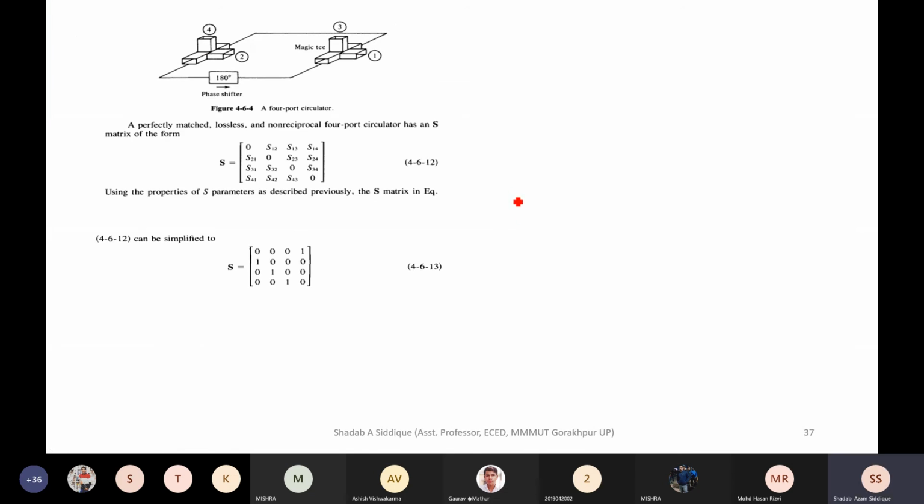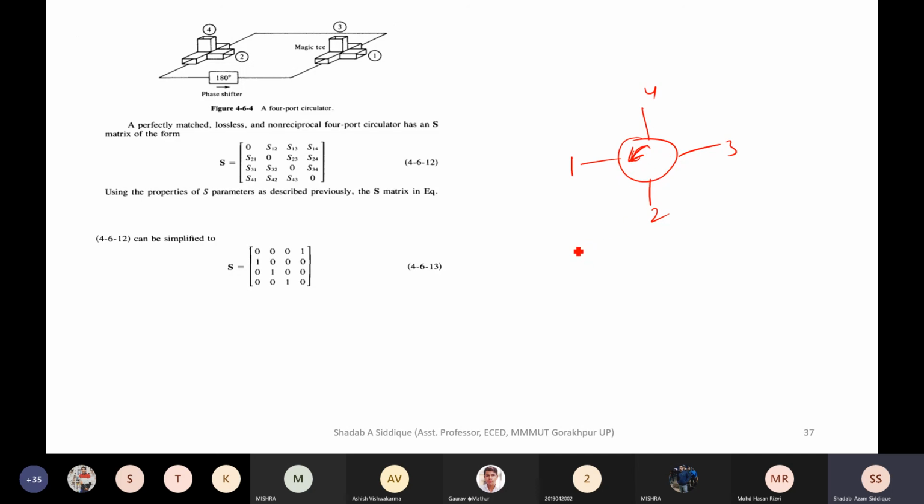I was talking about the S matrix of this one. So we are having a 4-port, maybe in the anti-clockwise direction, what we had. So 1, whatever we have taken, we will use that only. 2, 3 and 4. So that is in the anti-clockwise direction. So from 1 to 2 we are going.